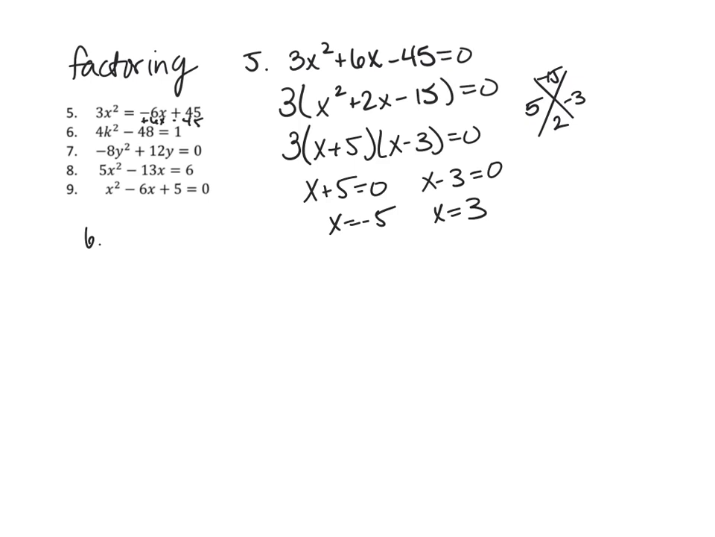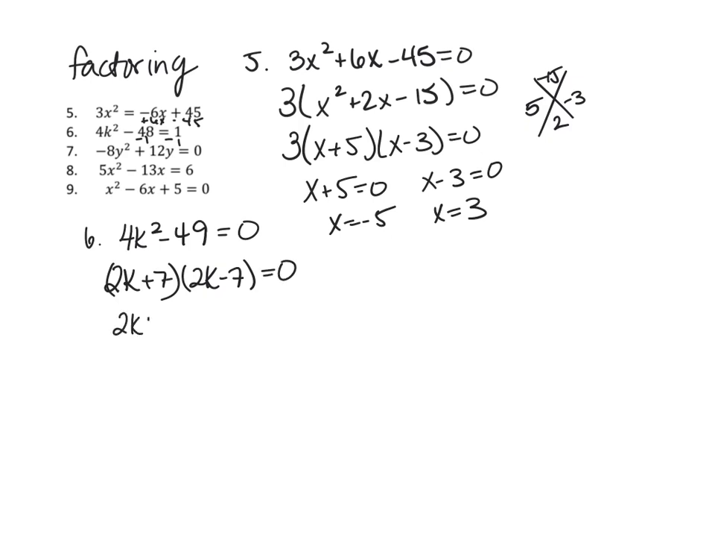Number 6, 4k squared minus 49. I'm going to minus the 1 from both sides, equals 0. Now I have subtraction, so that's difference, and 4 and 49 are both perfect squares. So this is a difference of squares, 2k plus 7 and 2k minus 7 equals 0. So I set each one equal to 0 and solve.